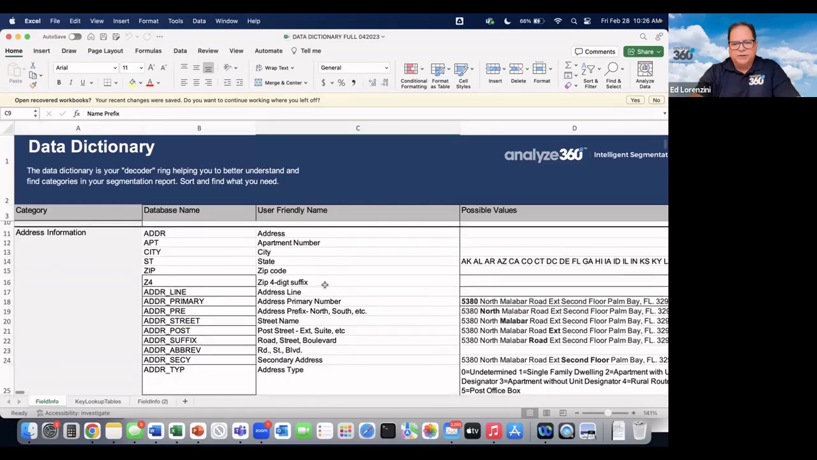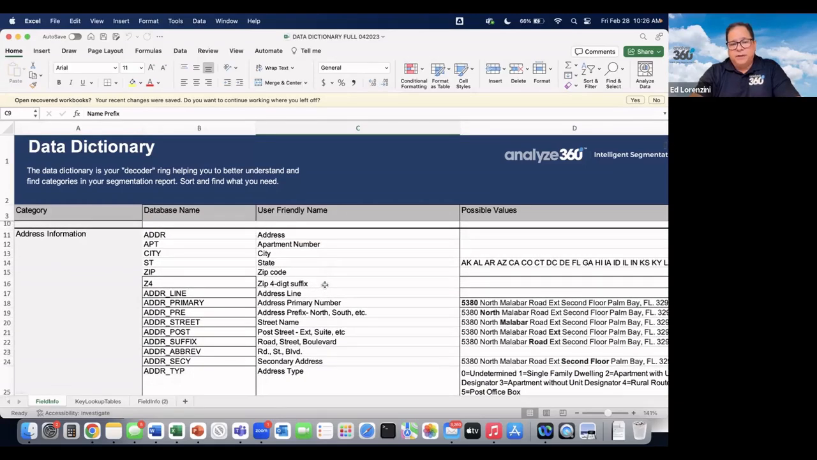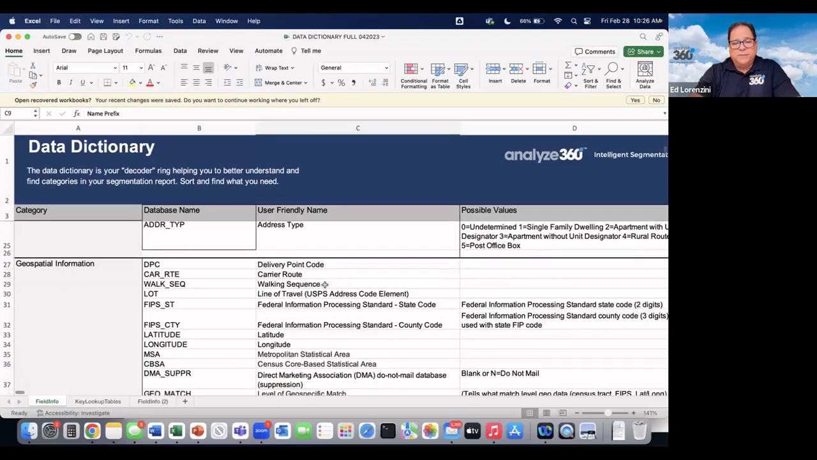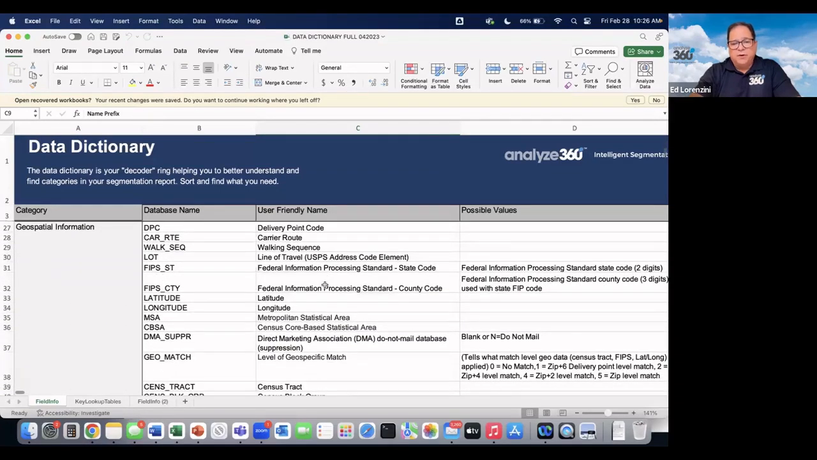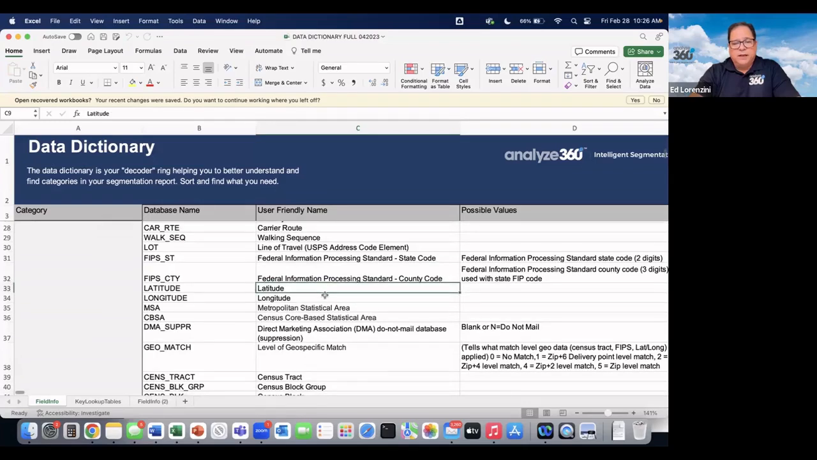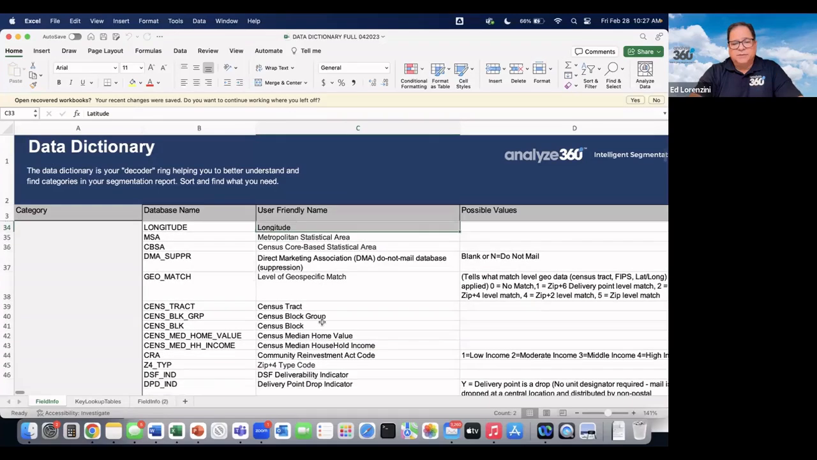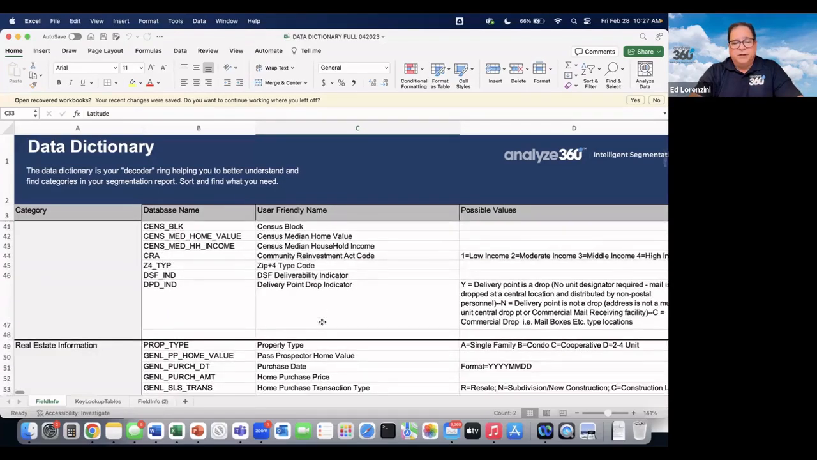We've got a lot of information on their address. Is it an apartment? Do they live on a rural street? We have geospatial information to include carrier postal routes, but also very importantly, we have latitude and longitude for every household in the data set. And this allows us to do geospatial and zip code related searches, geographic related searches in the data when you're pulling data and when we're doing analysis. We have census tract information in there as well.